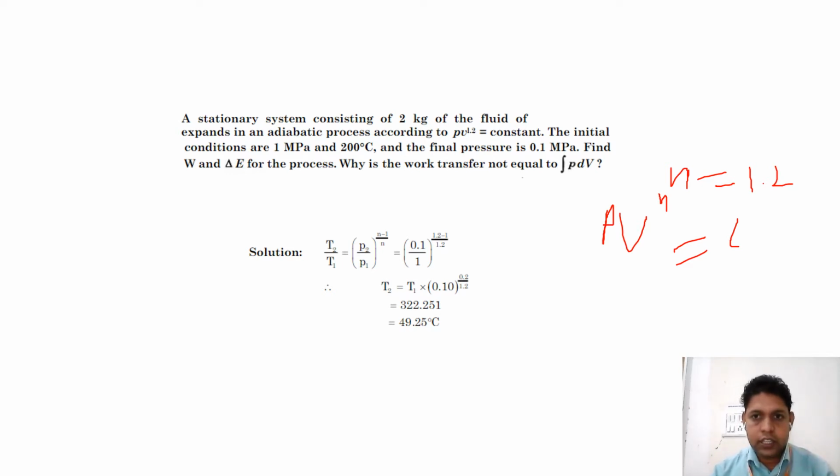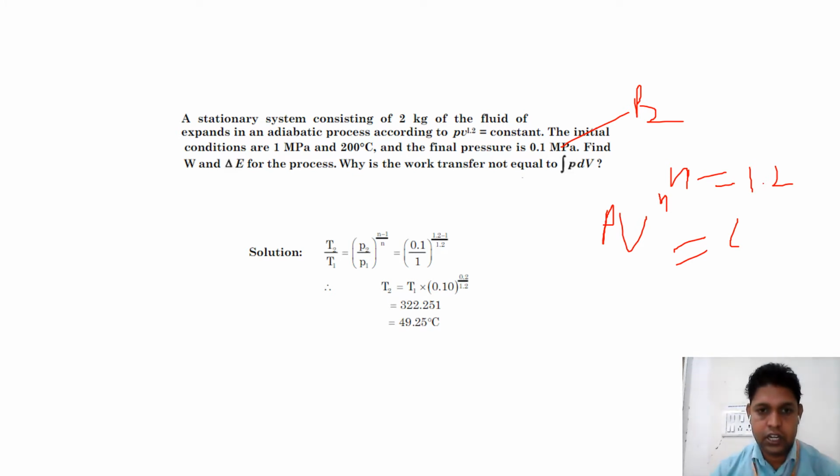The next one is the initial conditions: 0.1 megapascal and 200 centigrade. That means P1 is equal to 1 megapascal and T1 is equal to 200 centigrade. We always use Kelvin unit for temperature, and the final condition is 0.1 megapascal, that is P2. Find the work done and the internal energy. Also, we have to show that the work transfer is not equal to the integral of PdV.